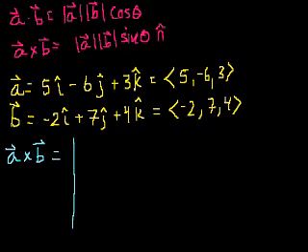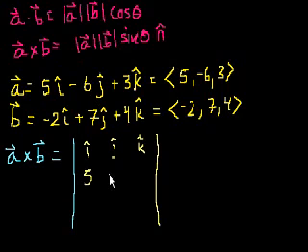But the way to do it, if you're given the engineering notation, you write the I, J, K unit vectors in the top row. I, J, K. Then you write the first vector in the cross product, because order matters. So it's 5, minus 6, 3. Then you take the second vector, which is B, which is minus 2, 7, 4. So you take the determinant of this 3 by 3 matrix.